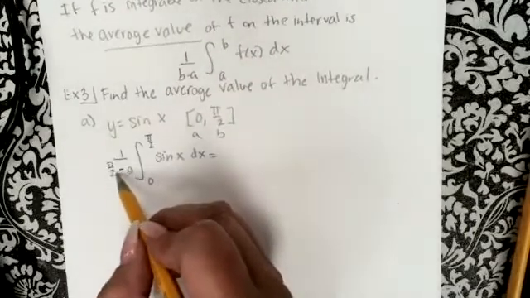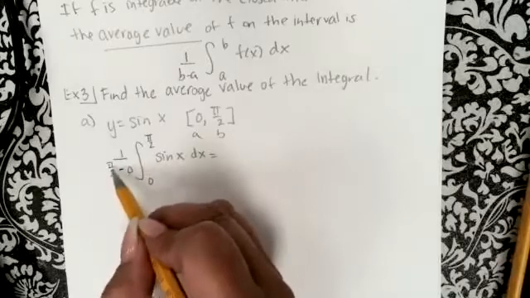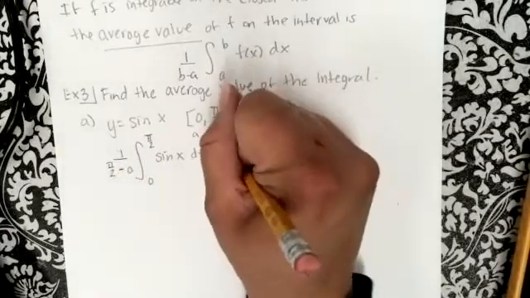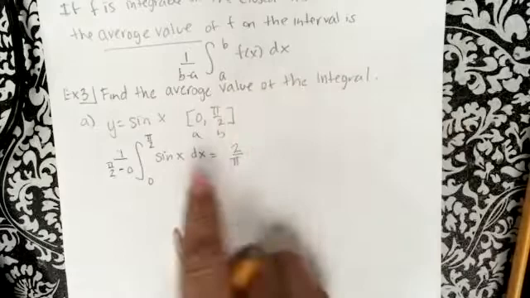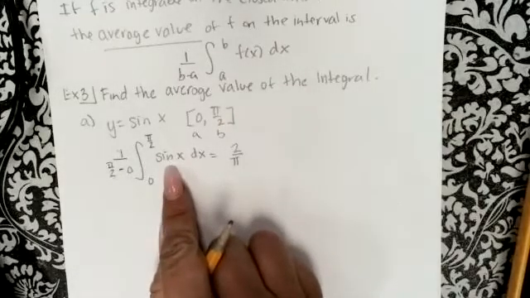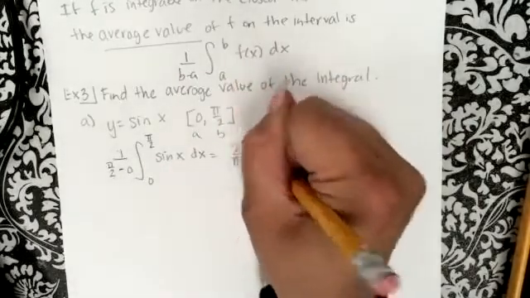Right here, this is going to be pi over 2, which the 2 is going to flip up to the top. So that's going to be a 2 over pi. And then the antiderivative of sine x is actually negative cosine x.